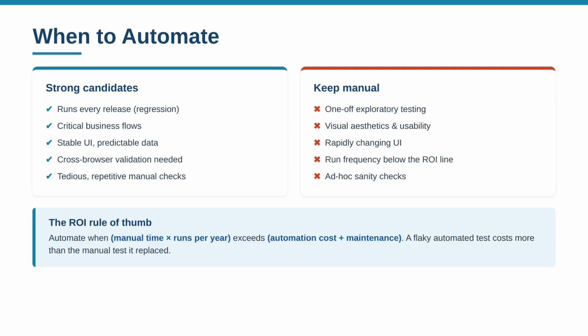The ROI calculation is simple. Automate when manual time multiplied by the number of runs per year exceeds the cost of writing and maintaining the automation. A flaky automated test, one that fails randomly without a real defect, is worse than no automation at all. It costs CI time, it destroys developer trust, and it erodes your credibility as a QA professional.